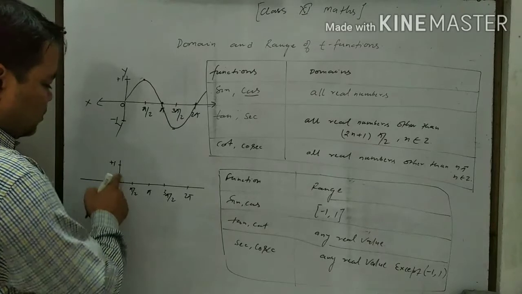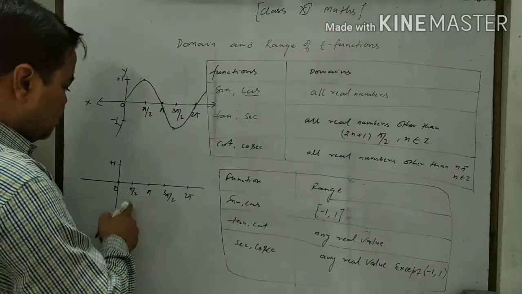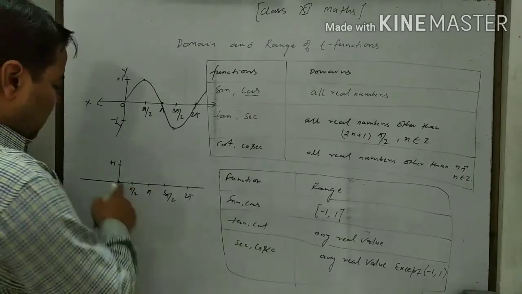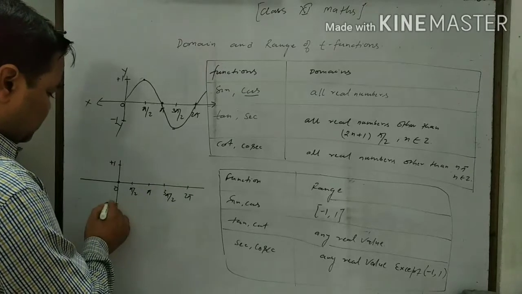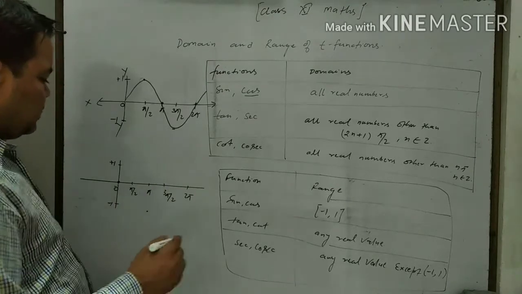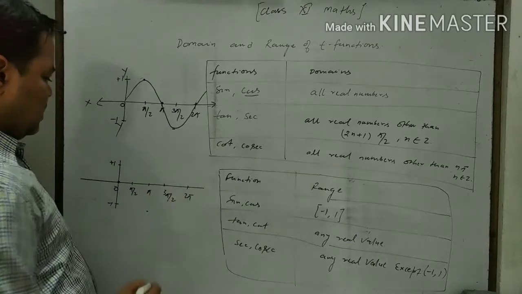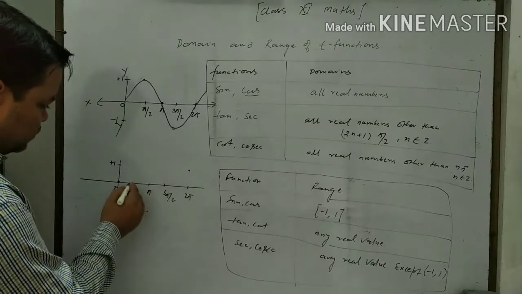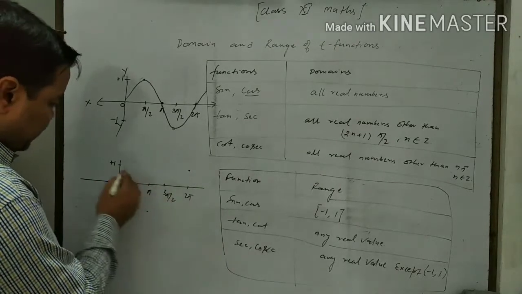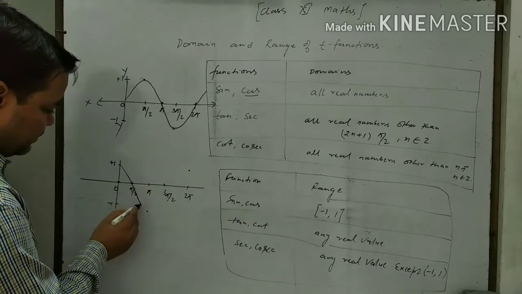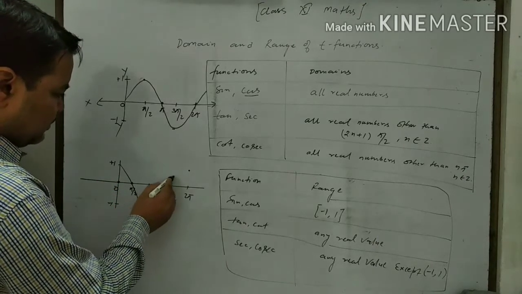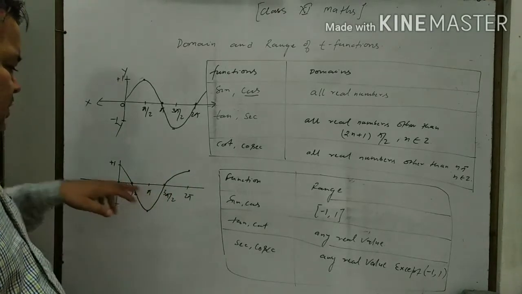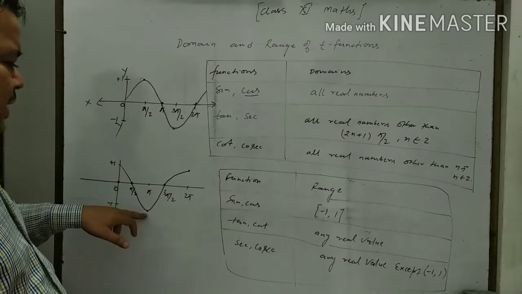Cos 90, that is cos pi by 2, is what? 0. Cos pi by 2 will be 0. Again cos pi will be minus 1. Here minus 1. Again cos 3 pi by 2 is 0. Again cos 2 pi will be 1. If we join these points, we get a smooth graph like this. It means the maximum value of cos is plus 1 and the minimum is minus 1.